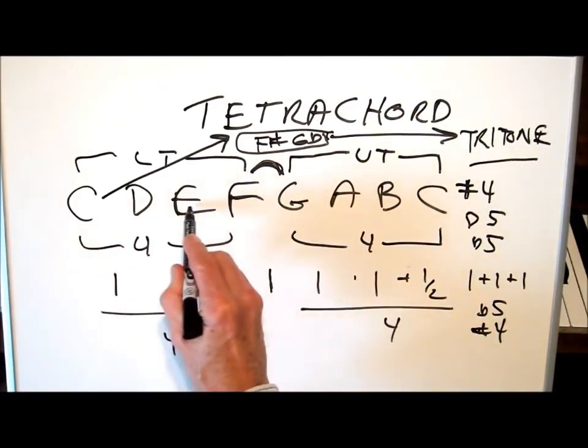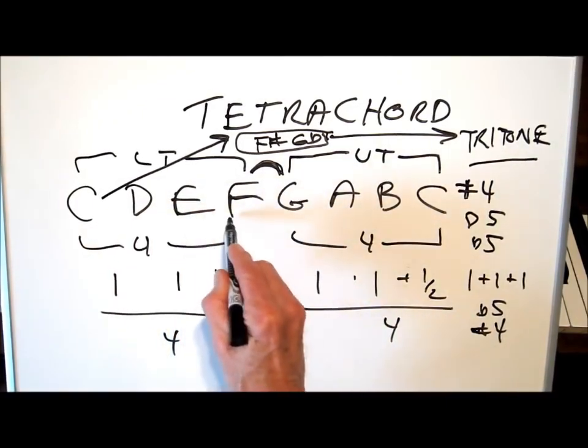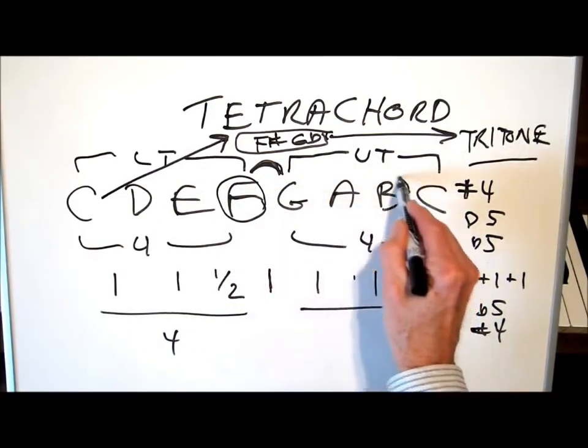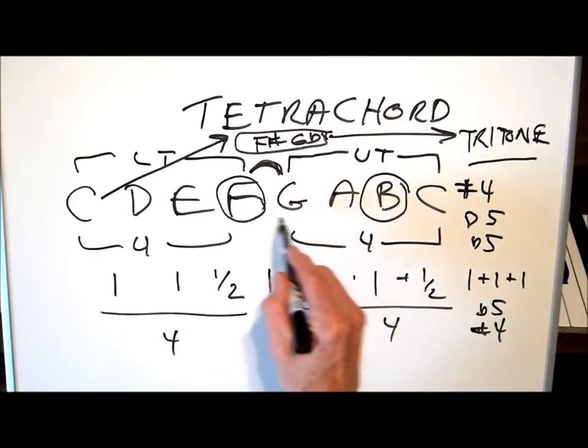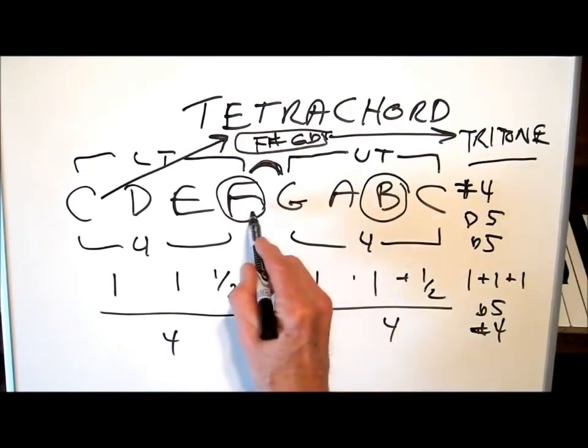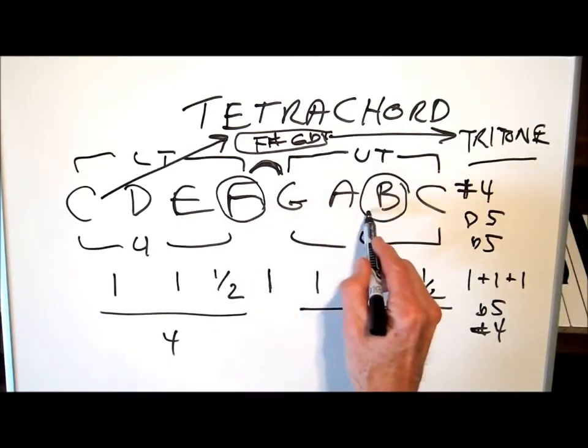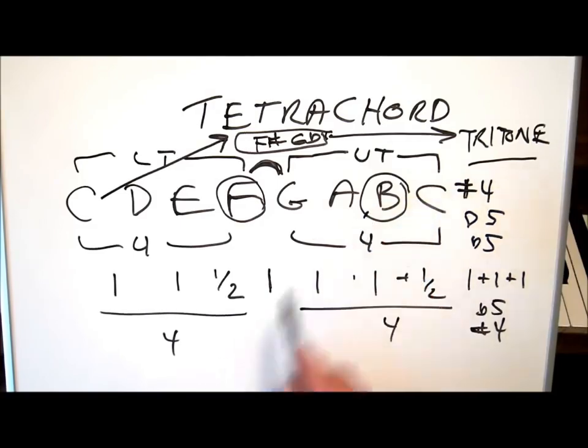So actually in this scale here you have a tritone between the F and the B, because that interval is also a tritone. It's 3 whole steps. So we're going to look at this a little deeper now, a little further with this.